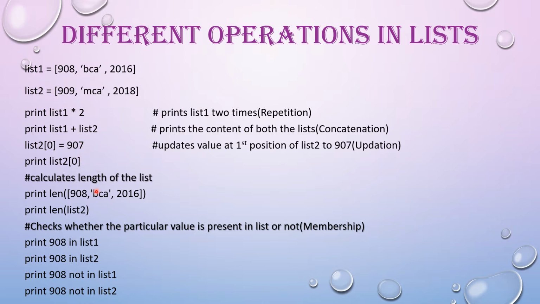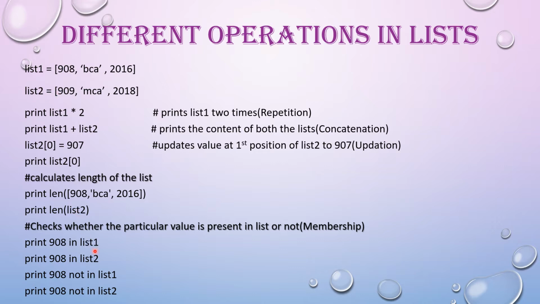Okay. Now to calculate the length, we can either pass the whole value to the length function, or the name of that list. Okay, so here what we have done, we have passed the whole value. It will calculate this length 1 2 3 and will show the output. And what will this do? This will also do the same thing, just it will pass list 2. Okay, and it will also print 3.